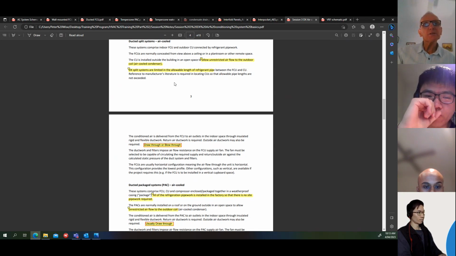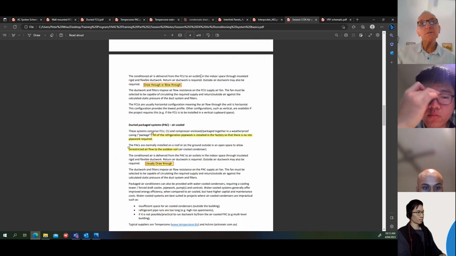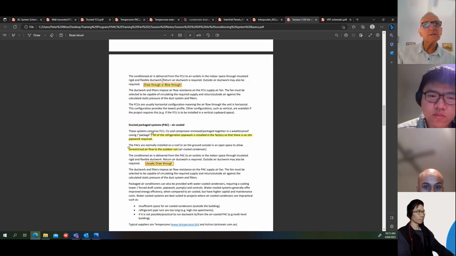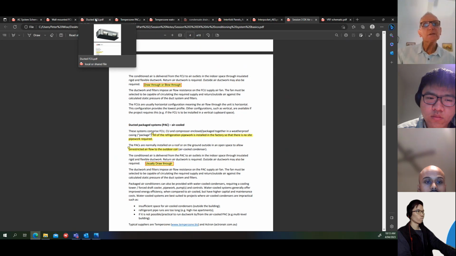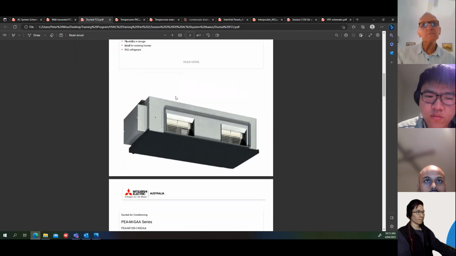So in this case, the conditioned air is delivered from the fan coil unit to air outlets in the indoor space through insulated rigid and flexible duct. Return air duct is required. Outside air ductwork may also be required. Now, I mentioned draw through or blow through here. I'll show you a picture of a ducted unit. Again, I've just taken this from a Mitsubishi catalogue.